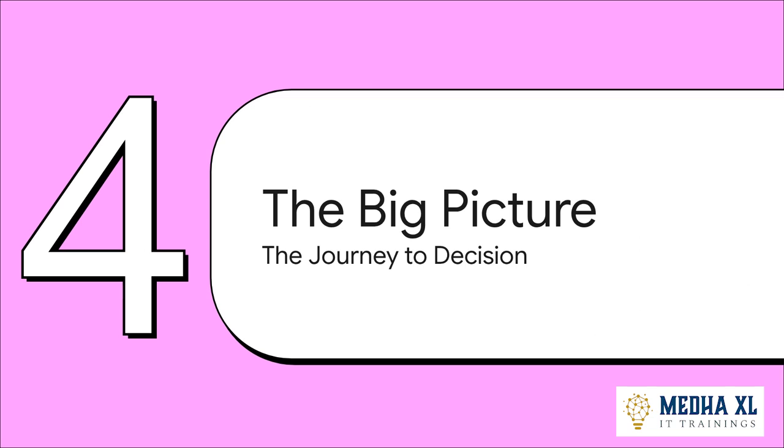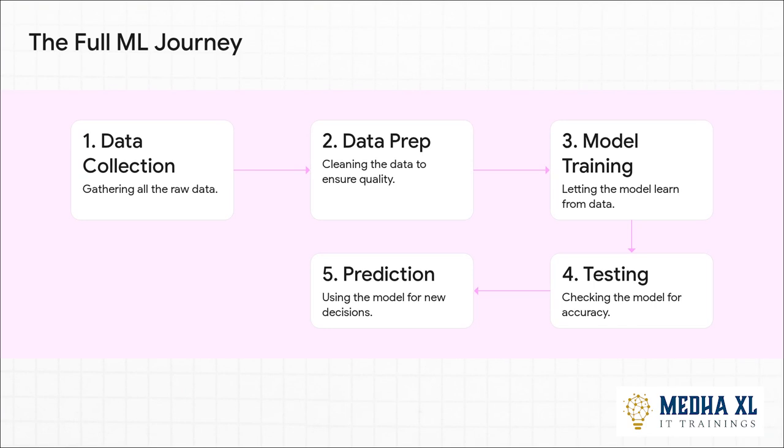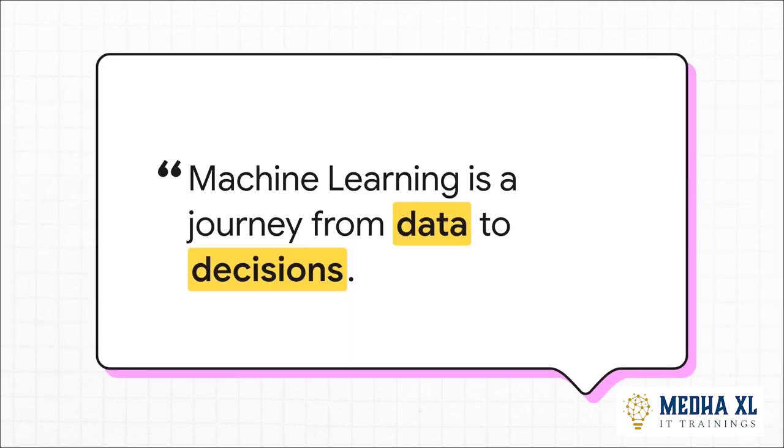When you put all those pieces together, you can see the entire journey we just took. So here it is, the whole process from start to finish. You collect the data, you clean it up, you train the model, you test it to make sure it's not guessing, and finally, you use it to make a prediction. That's it. That's the basic recipe behind pretty much any machine learning project out there. When you really think about it, it all comes down to this one powerful idea. Machine learning is a journey that takes you from just having a bunch of data to being able to make an actual decision.